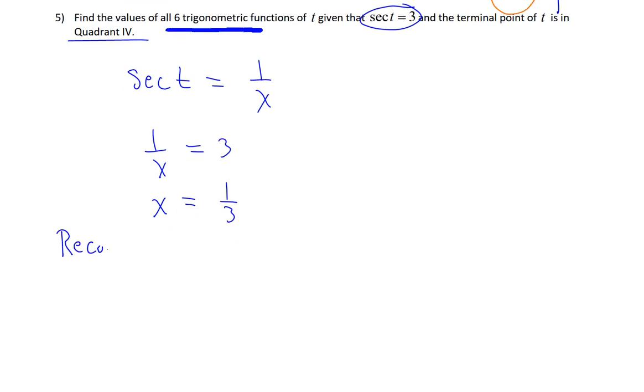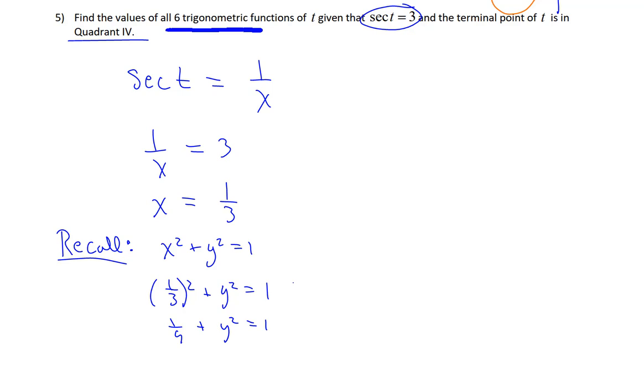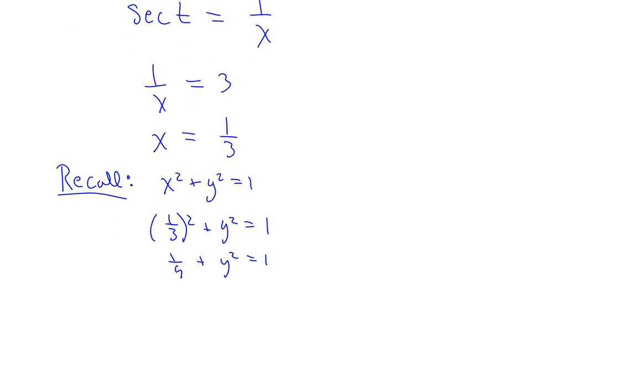If that's the case, we have what we need, because we can now use the equation that we had for the unit circle. So let's recall. The equation of the unit circle is that x squared plus y squared equals 1, which means, as we've done before, you can plug in one value to find the missing one. So if x is 1/3, then I know 1/3 squared plus y squared equals 1, which means 1/9 plus y squared equals 1. And we can solve for y here by subtracting 1/9 from both sides.